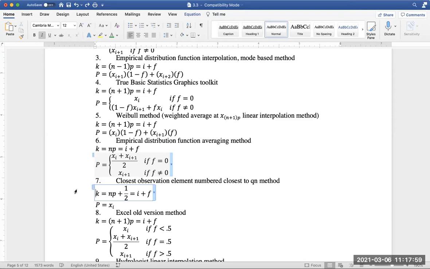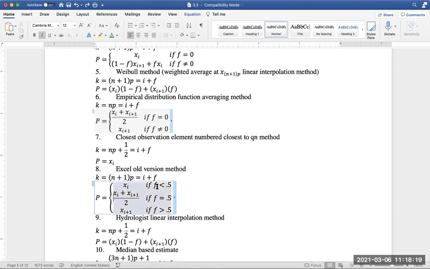The old Excel method version. K is the same as in the Weibull method, so k is equal to n plus 1 times p. The percentile is x of I if f is less than 0.5. It is the average in the middle, x of I plus x of I plus 1 over 2, if f is equal to 0.5, and it's equal to x of I plus 1 if f is greater than 0.5. So it basically always stays at x of I until it's at the midway point, then it goes to halfway when it's exactly halfway there, and then it goes to the other endpoint afterwards.